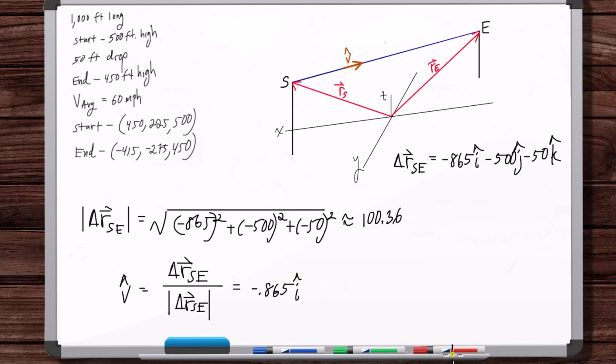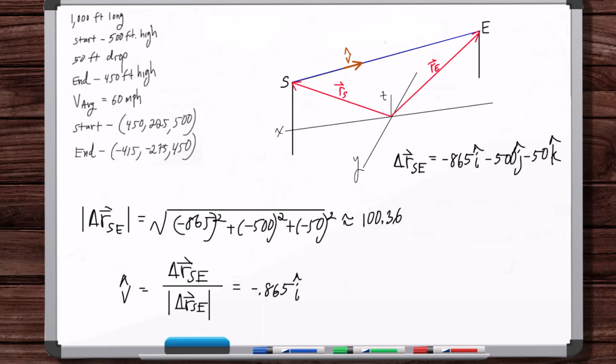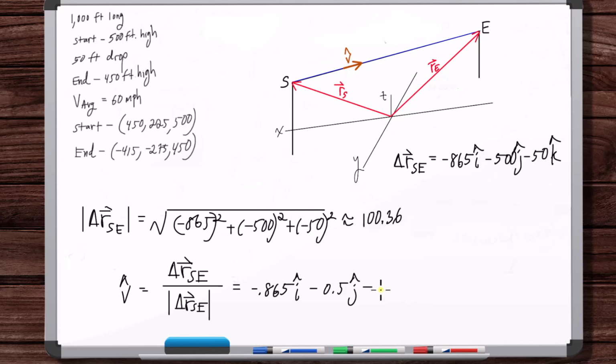i hat, minus 500 divided by the magnitude, minus 0.5 j hat, and then minus 50, minus 0.05. And there we go. There is V hat.